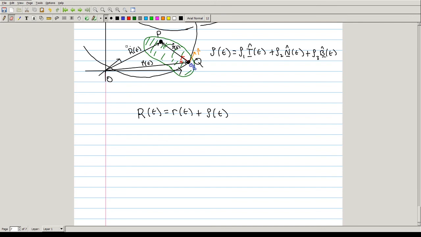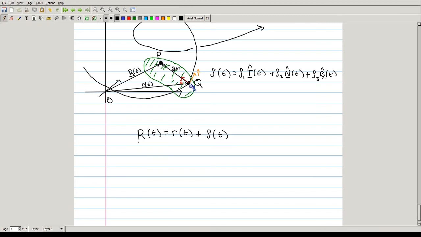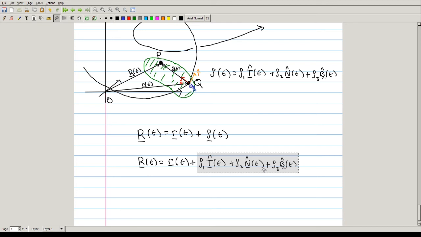Let's just make sure that we underline our vectors, because that's the notation that we're trying to stick with here. So what that means then is that this vector capital R of t is equal to lowercase r of t plus this summation right here: rho 1 T of t plus rho 2 N of t plus rho 3 B of t.